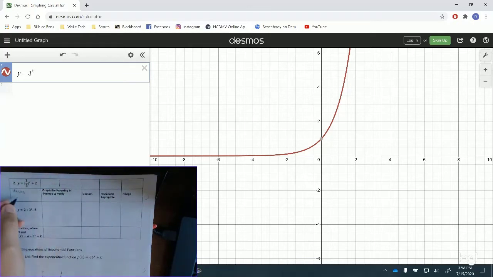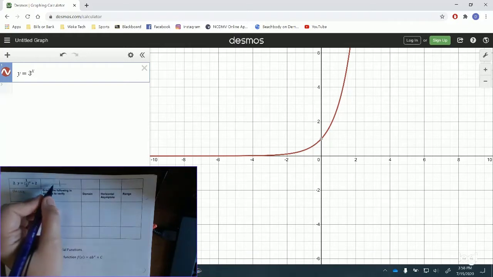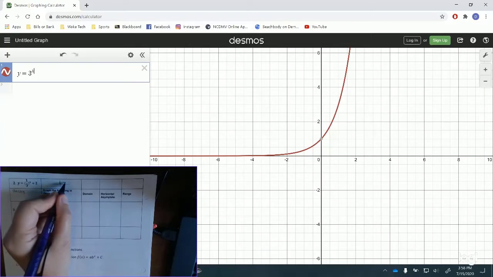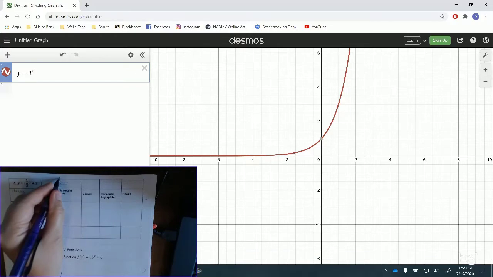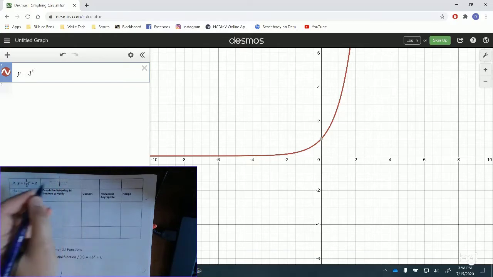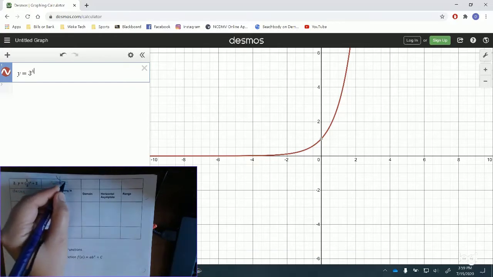But let's think about what's going on here. What does that plus 2 do? Well, that's going to shift it up 2. So it usually hugs the x-axis. Well, this time it's going to hug 2 up from that x-axis like that. And so this is decay, and so it's going to look like this.